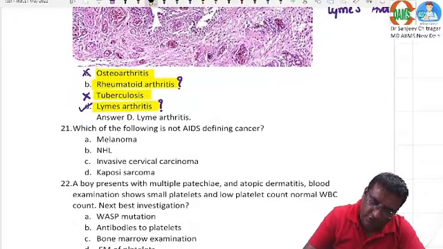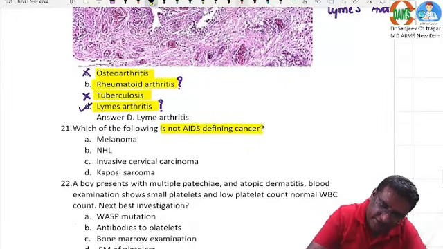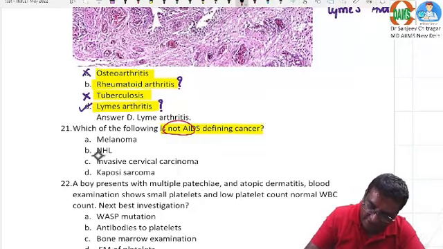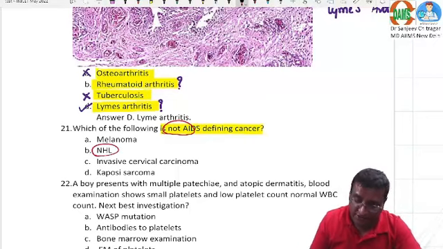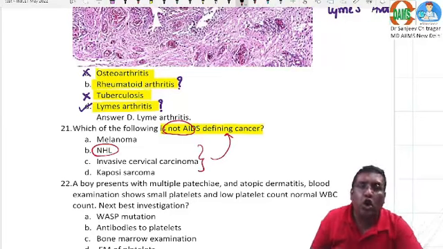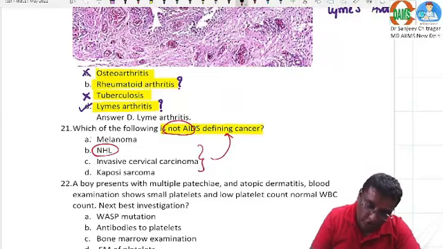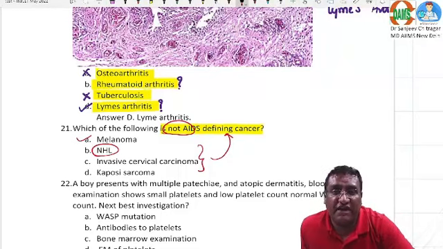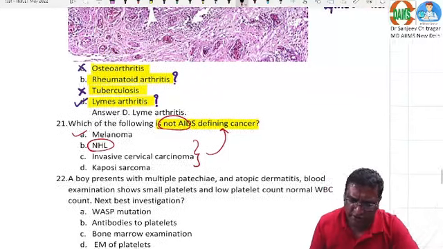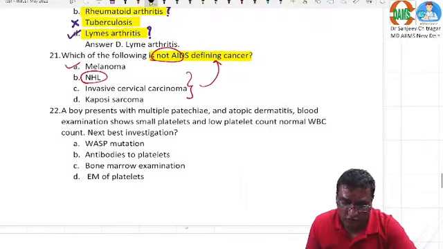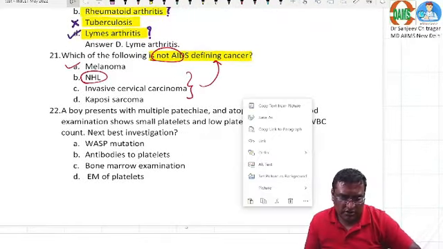Next, which of the following is not an AIDS defining cancer? The question says which is not an AIDS defining cancer. So there are only 3 AIDS defining cancers: B-cell non-Hodgkin lymphoma, high grade especially, invasive cervical carcinoma, and Kaposi sarcoma. So these are your only 3 AIDS defining cancers. All other cancers can be associated with AIDS but are not defining. So the answer to this question is melanoma. Melanoma is not an AIDS defining malignancy. It's a repeat question actually. Earlier, very long back, it was asked on AIDS defining cancer. I think it was discussed to you in some other medicine class, yes.